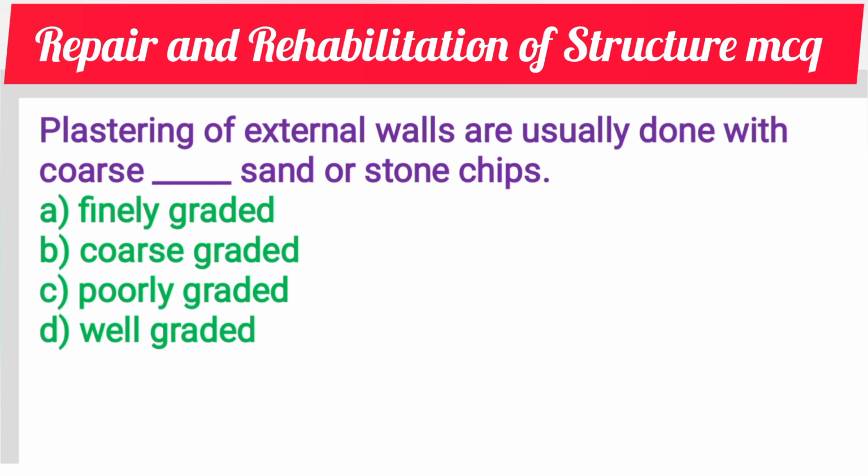Next question, plastering of external walls is usually done with coarse dash sand or stone chips. Option A, finely graded, option B, coarse graded, option C, poorly graded, option D, well graded. So the correct answer is option D, well graded.